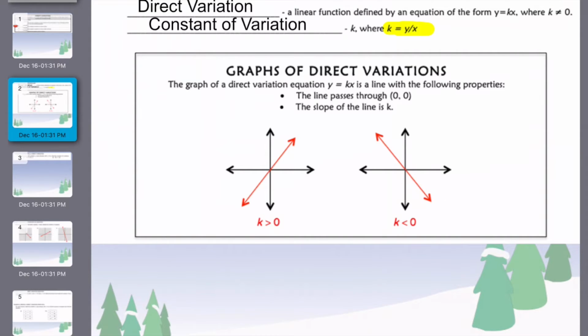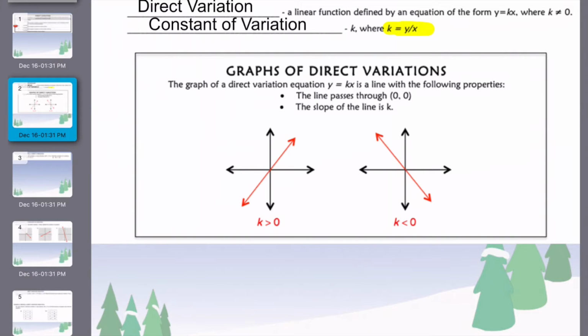Now, if we think back to 7th grade, we had a constant of proportionality that was also labeled as k. So constant of proportionality and constant of variation are the same exact thing. We can also see that the graphs of direct variations have to go through the origin, through 0, 0, and the slope of the line is that constant of variation. It is that constant of proportionality.